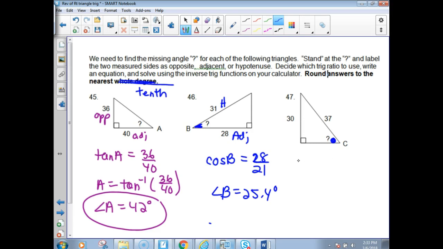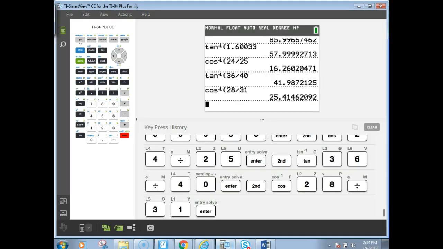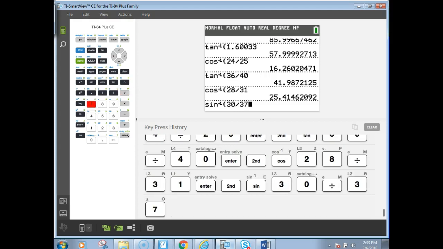Okay, so this would be the opposite over hypotenuse, that should be the sine. Sine of C is 30 over 37. The science teachers probably wish we would teach it, but like I said, that's a little bit later on. We need to worry about that. Sine inverse of 30 divided by 37. Yep, I should take that out. It's hiding. It's 54.2 degrees.